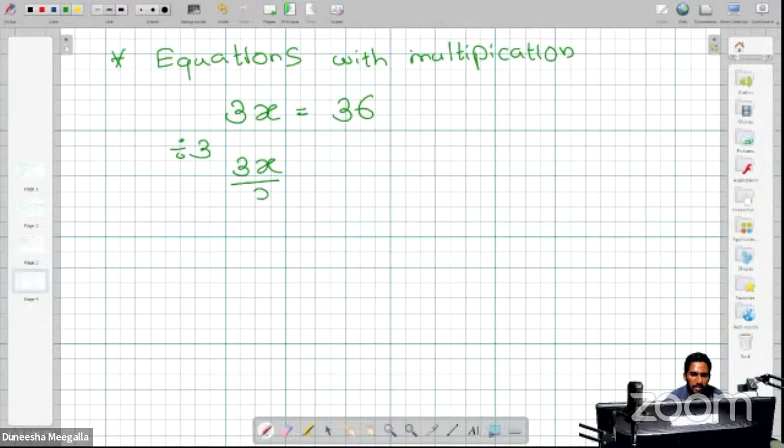3x divided by 3, and 36 divided by 3 also. What is the answer? 36 divided by 3. What is 36 divided by 3? What is the answer? It's 12. Okay. Write down the next example.